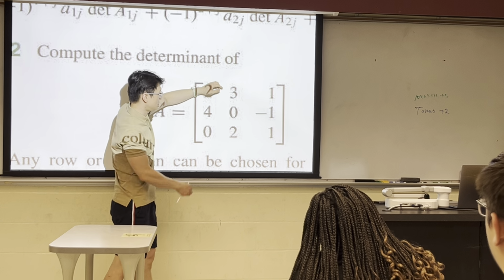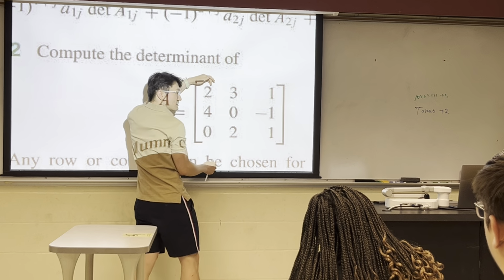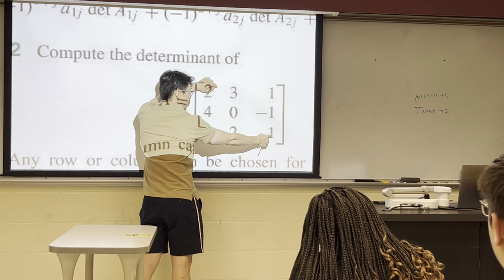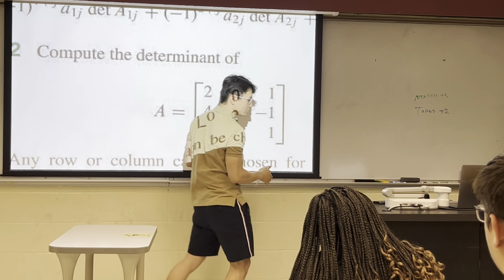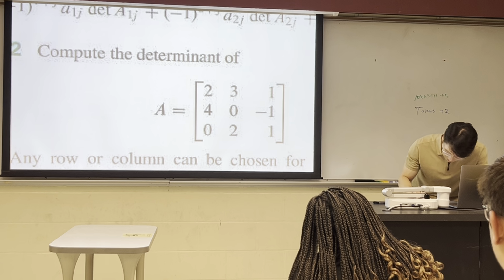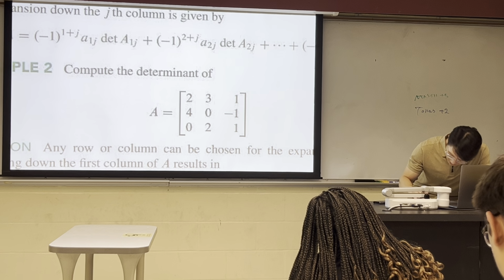Cross out 4's row, so it should be 3 times 1 minus 2 times 1. Okay, good. So we keep doing this. Good job.